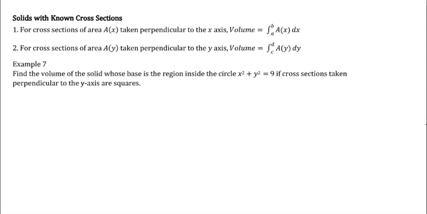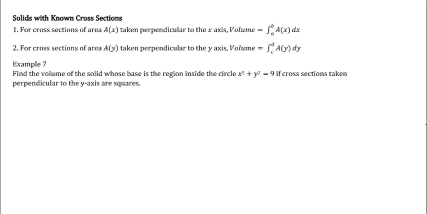In our last couple of examples, we will be finding the volume of solids with known cross sections. We have two formulas here. Which one we use will depend on whether we are taking cross sections perpendicular to the x-axis or perpendicular to the y-axis. Let's begin with example 7.